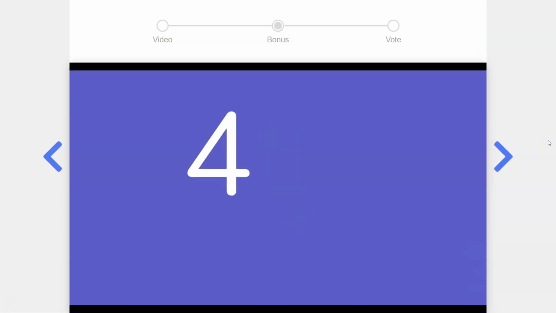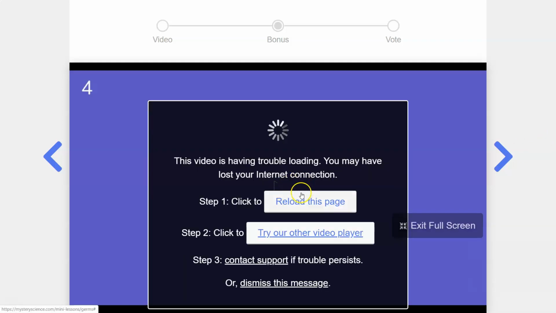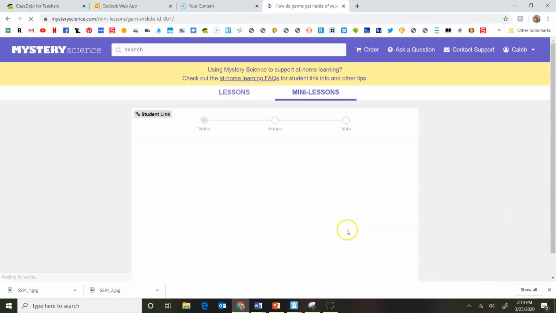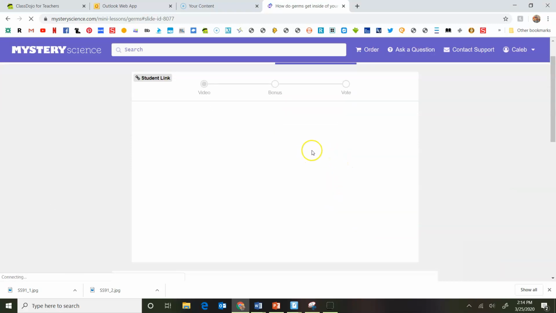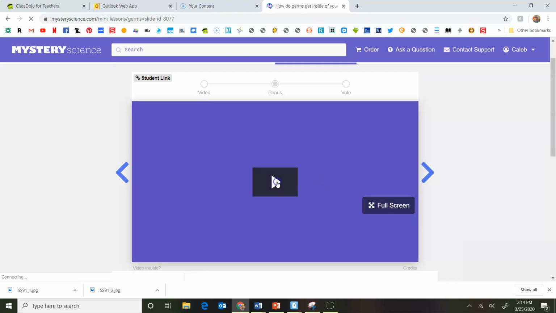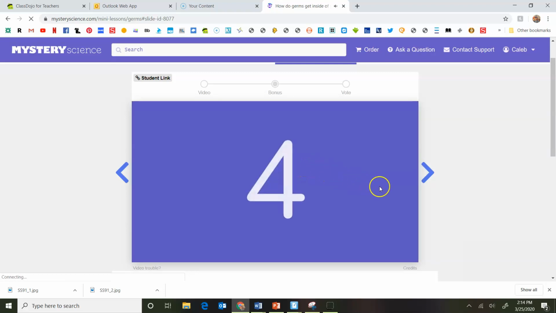Number 4. Oh, let's see if I reload it, if this will work. Number 4. Here we go.